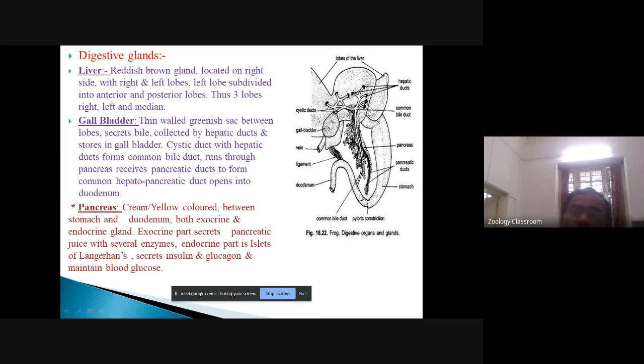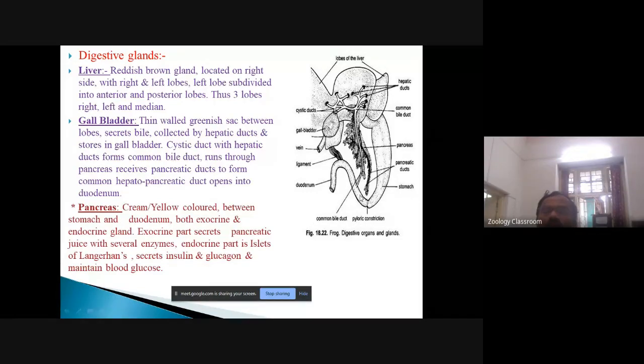This pancreatic juice consists of several enzymes: the protein digesting enzyme, the carbohydrate digesting enzyme, and the fat digesting or fat splitting enzyme. All such enzymes are present in the pancreatic juice, which are useful for the digestion of these three types of material in the small intestine.